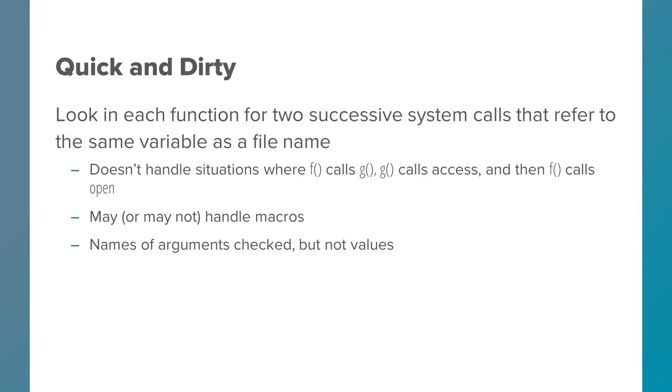I'll talk about an example where this was done rather successfully. Essentially, go into the function, look for 2 successive system calls that use the same name, one being the check and one being the use. You can have all sorts of problems with this. For example, this quick and dirty check doesn't handle macros. It doesn't handle a whole bunch of things. The names of the arguments are checked. These are usually variables. But the values, in what I'm talking about now, are not checked. So the same variable may mean 2 different things. So like I say, it's very, very quick and dirty. But I'll give you an example of how successful this was when we did it.